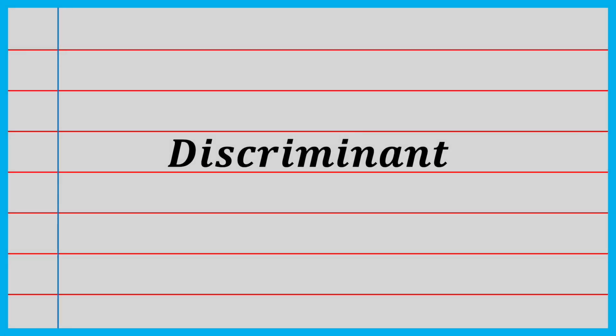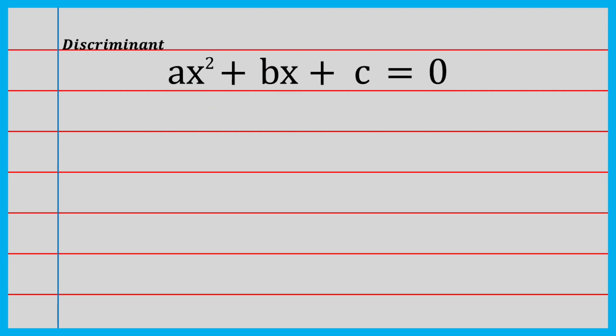Every quadratic equation has this form. A times x squared plus b times x plus c equals 0. And in every equation, there are three numbers, a, b, and c. We call the discriminant d, and we calculate it like this. B squared minus 4 times a times c.